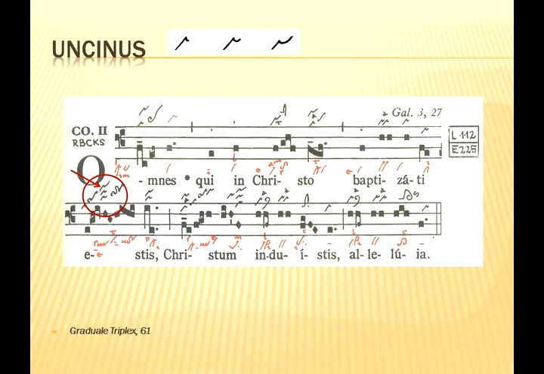The second could be the shortest type, and the third could be the average uncinus. The third uncinus precedes a quilisma, which gives a certain amount of emphasis to it, that is, to the uncinus. So that would justify an interpretation that gives it a certain amount of emphasis or length.